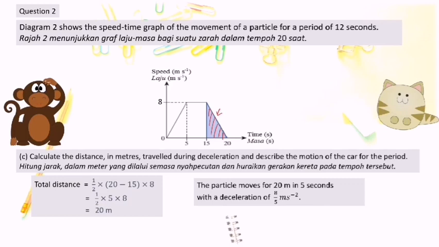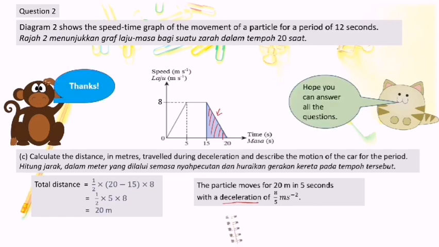Now we describe the motion of the car for the period. The particle moves 20 meters in 5 seconds with a deceleration of 8 over 5 meters per second squared. When we write the word deceleration, we cannot put the negative sign here anymore.